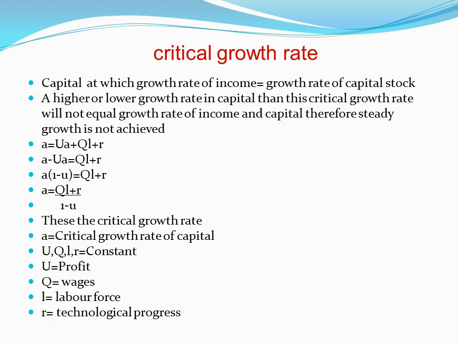A equals U multiplied by A plus Q multiplied by L plus R. A minus U multiplied by A equals Q multiplied by L plus R. A multiplied by 1 minus U equals Q multiplied by L plus R. A equals Q multiplied by L plus R, divided by 1 minus U. This is the critical growth rate. A denotes the critical growth rate of capital. U, Q, L, R are constant. U represents profit, Q represents wages, L represents the labor force, R represents technological progress.